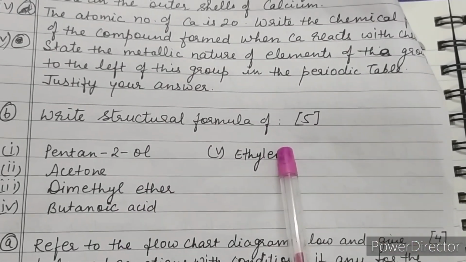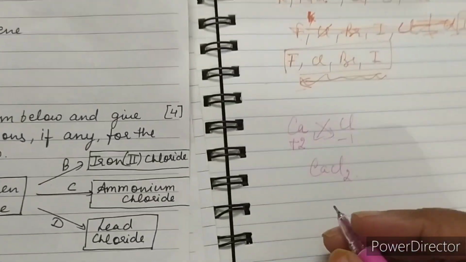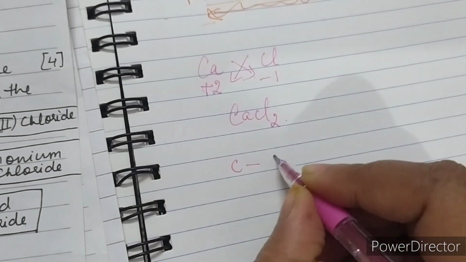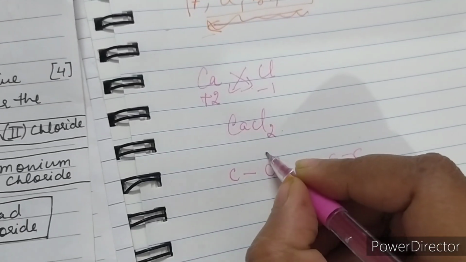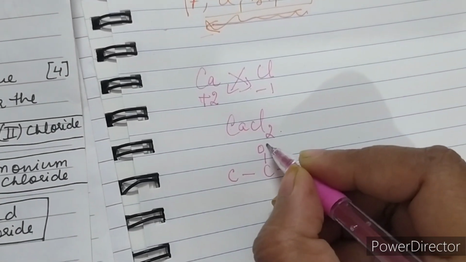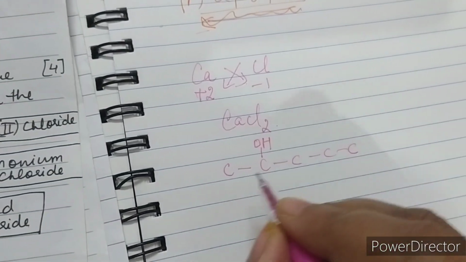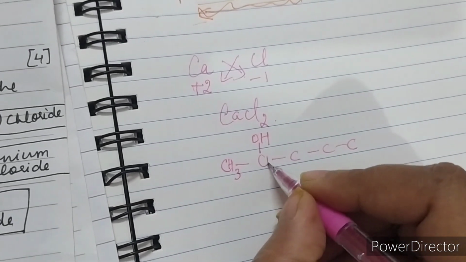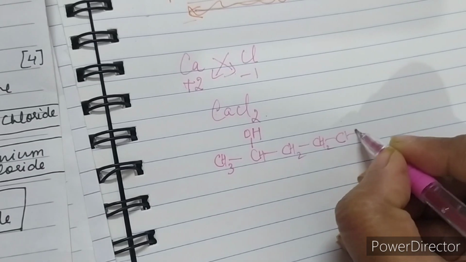Now write the structural formula of pentan-2-ol. How will you draw pentan-2-ol? You have to first pick up the root word, that is pentane. So you have to draw 5 carbon atoms, 1, 2, 3, 4 and 5, and at the second carbon atom you have to put OH because OH suffix is ol, and now you have to balance all the carbon atoms. So here I will put H3, 3 and 1 H, H2, H2 and H3. So this is pentan-2-ol.